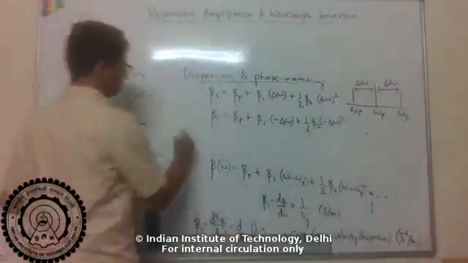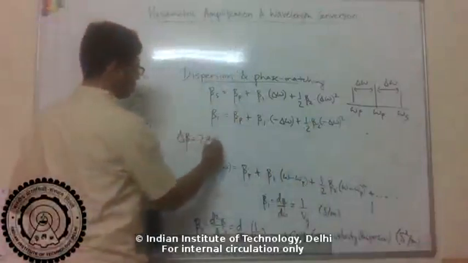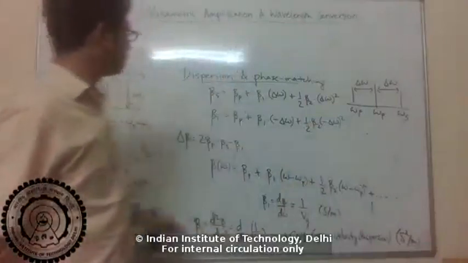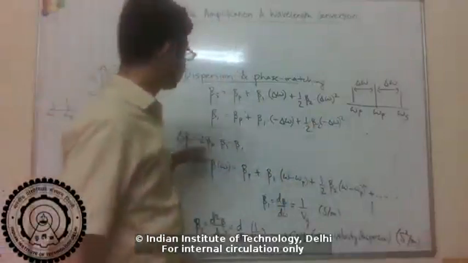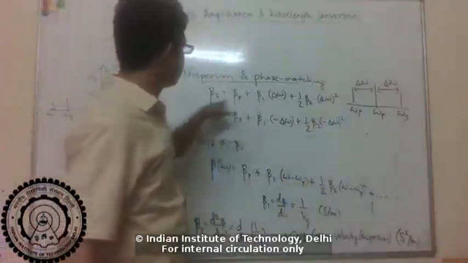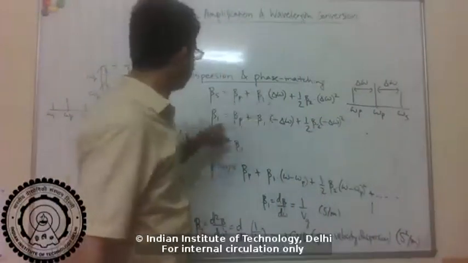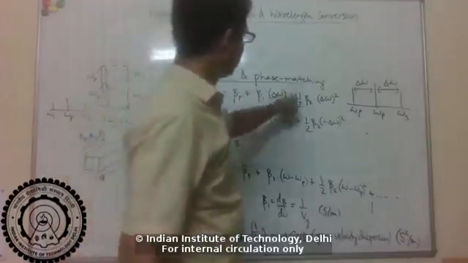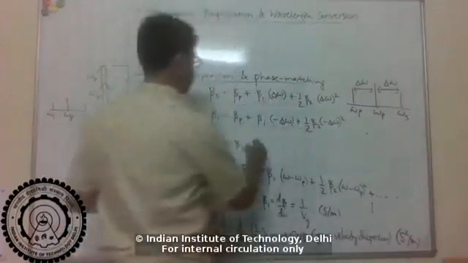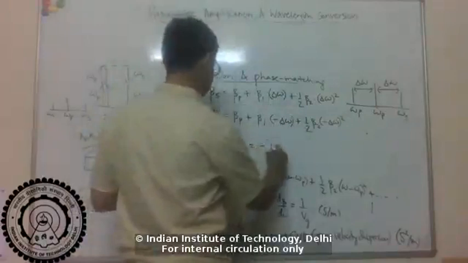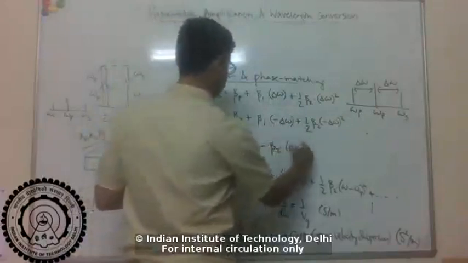Okay, so then delta beta, which is 2 beta p minus beta s minus beta i, can just write from here. So 2 beta p, this beta p will cancel with the 2 beta p. And then this first order term, I'm getting a positive for signal and negative for the idler, so that will also get cancelled. Only term surviving will be the second order term. Right, so this will be minus beta 2 times delta omega square.